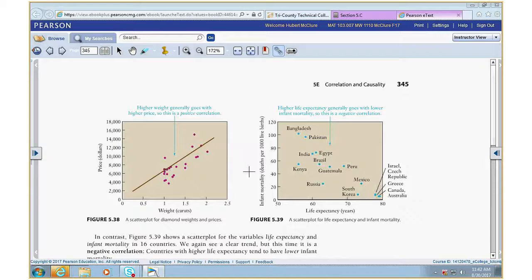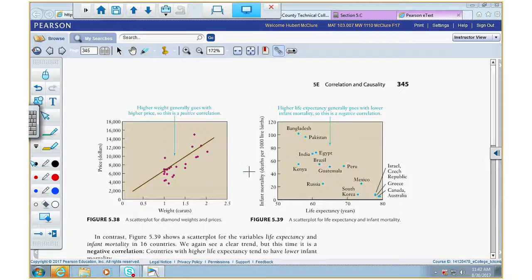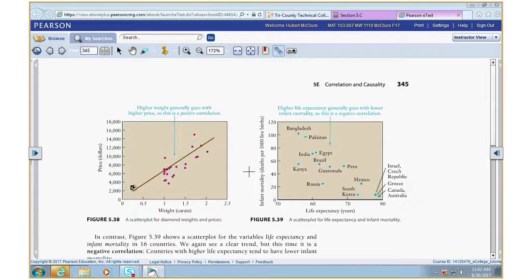Well, I always tell people, if you're always confused about which way to read, left or right, put your little car right here. And which way is it going? Uphill. So that's a positive correlation. This one? Going downhill. So that's a negative correlation. Simple as that.